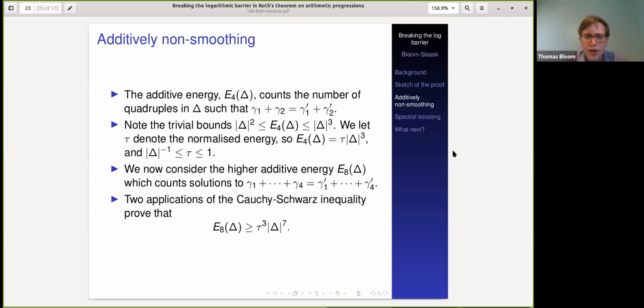It's quite straightforward, using the Cauchy-Schwarz inequality twice, to prove that you get a lower bound for E8 in terms of E4. In particular, one can prove that E8 of Δ is at least τ³ times |Δ|⁷. Note as well, I get similar trivial bounds for E8. So E8 is at least |Δ|⁴ and at most |Δ|⁷. Okay. So the natural normalized quantity is E8 of Δ divided by |Δ|⁷. In particular, this normalized E8 energy is at least the cube of the normalized E4 energy. That just holds for any set Δ, whatever τ is.